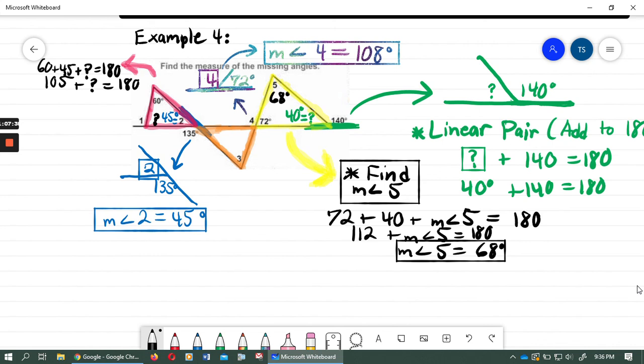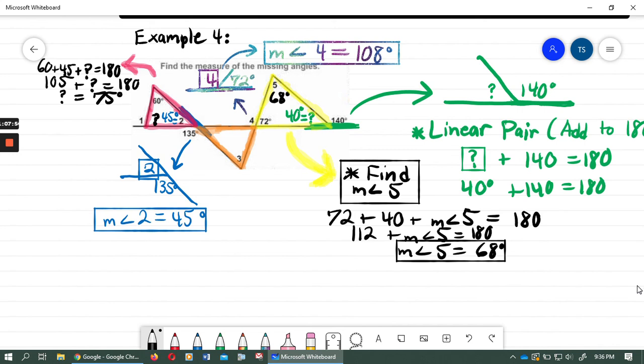All right, so we subtract 105 from there. We get the measure of this third angle for this pink triangle right here. The measure of this third angle is 75. So the measure of this third angle in this pink triangle is 75 degrees.